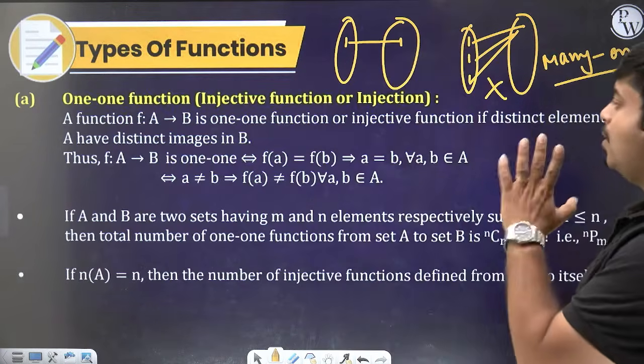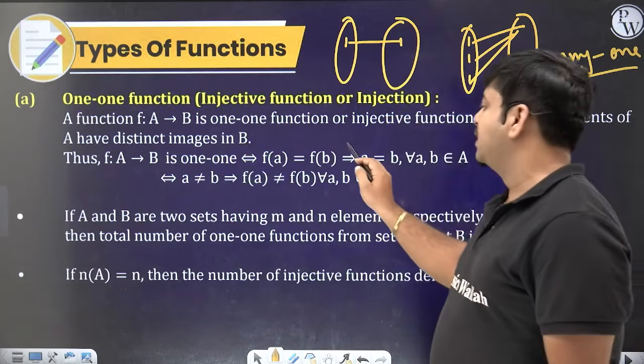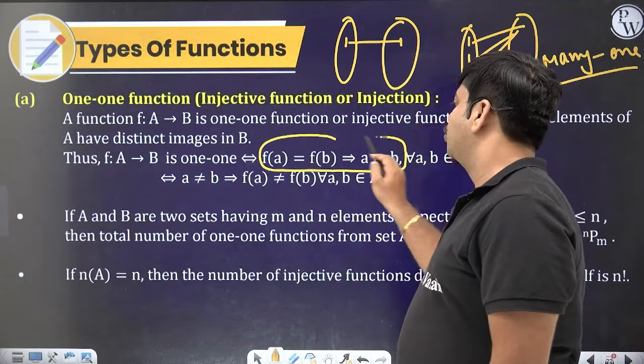So in a one-one function, if f of A is equal to f of B, then definitely A should be equal to B.